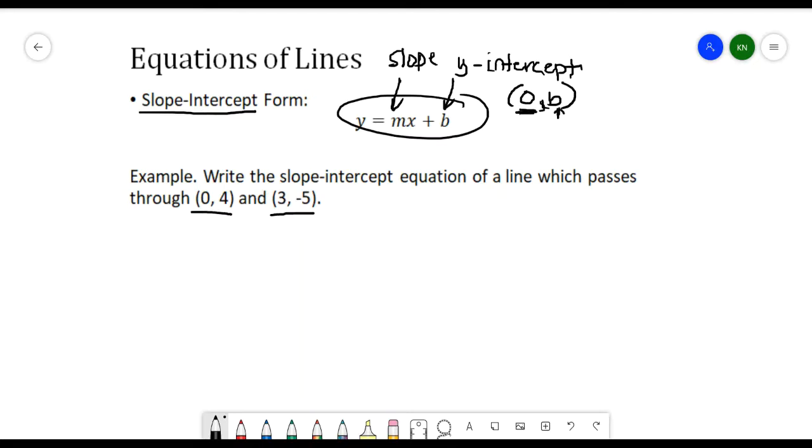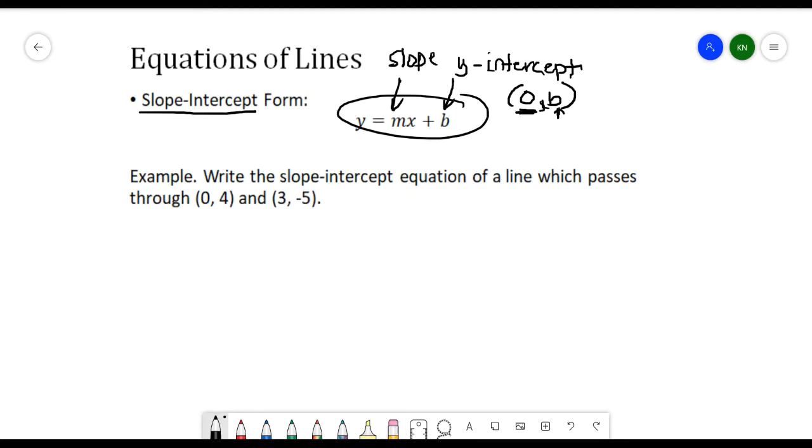So from here, if you check the set of points that is given, you can see that this 4 is our b, because this -5 cannot be our b, because the x that comes with it is not 0. So you can directly choose your b if the x that comes with it is equivalent to 0. That is how we easily identify what our b is.